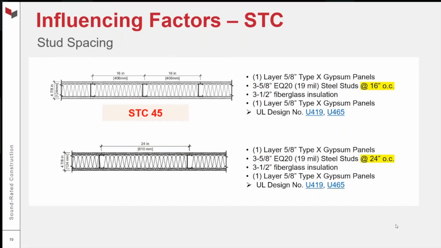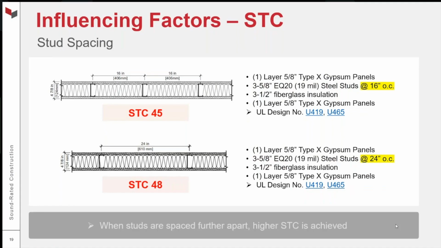Again, the wall on the top that we're looking at here is the same wall we've been looking at. It's the 19 mil EQ20 steel stud, 16 inches on center. The wall below uses the same framing members, but they're spaced 24 inches on center. Everything else is the same except for the 24 inch on center spacing, and we increase STC slightly. 3 points is a fair increase.